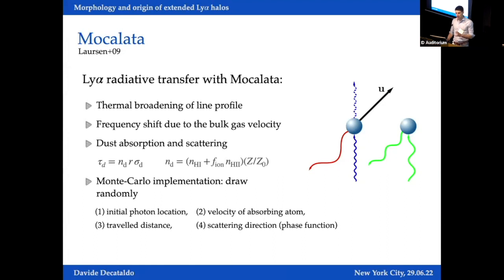The approach is done in a stochastic way with the Monte Carlo implementation. This means that we don't take into account, of course, all the photons, but we want to actually draw with the probabilistic approach the photon location, the velocity of the absorbing atom considering a velocity distribution, the travel distance of each photon, and finally also the scattering direction, which is not isotropic, but we have a phase function describing the direction of the emitted photon.